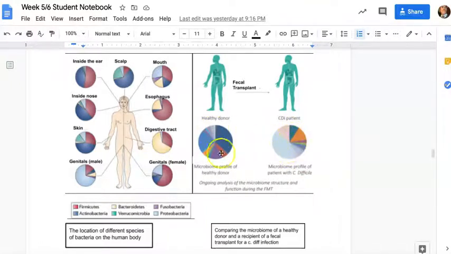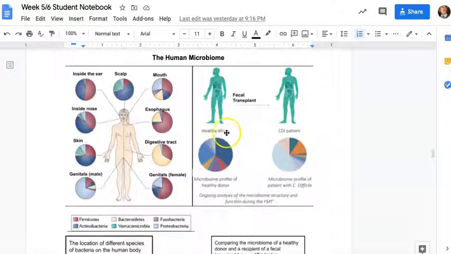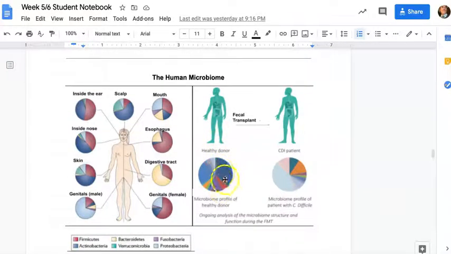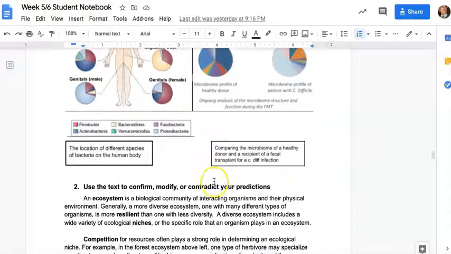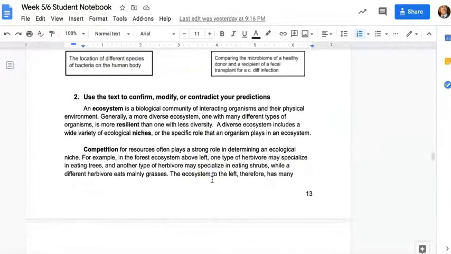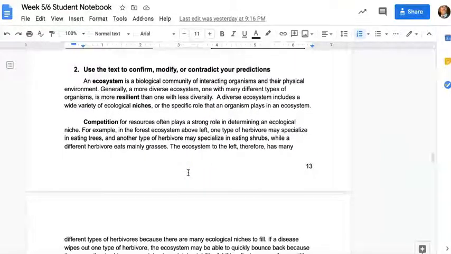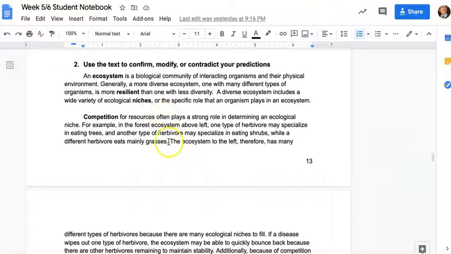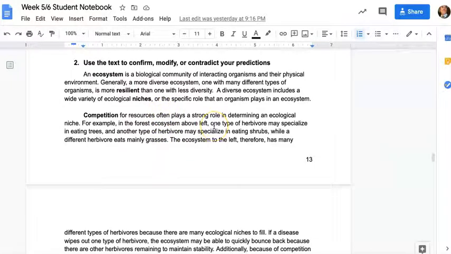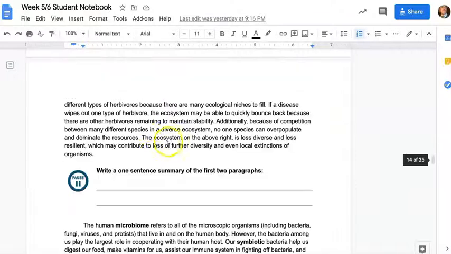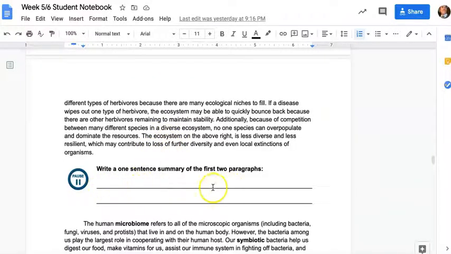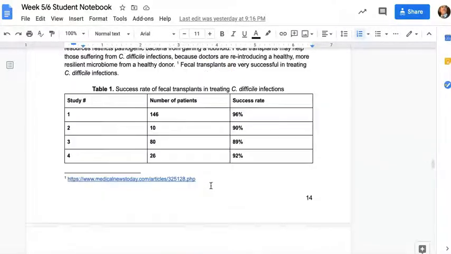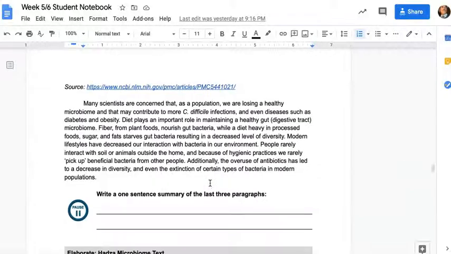And then here's a healthy donor, which just means it's a healthy gut ecosystem. You can see the diversity and the balance of it. So now we're going to read these, and as you go, you'll be thinking about comparing a forest to a gut. So read this one and then write a sentence, and then read this one and write a sentence. Go ahead and pause and do some reading, highlighting, and summarizing.